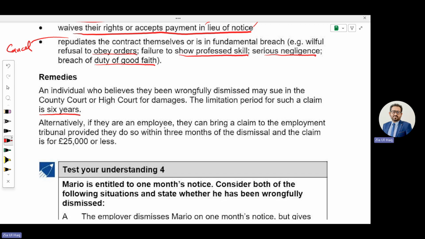Alternatively, if they are an employee, they can bring a claim to the employment tribunal, provided they do so within 3 months of the dismissal and the claim is for 25,000 or less. So if the claim is less than 25,000, they can file a suit in tribunal, but within 3 months of dismissal. But if the claim is above 25,000, they need to file a suit in county court or high court within 6 years of dismissal.